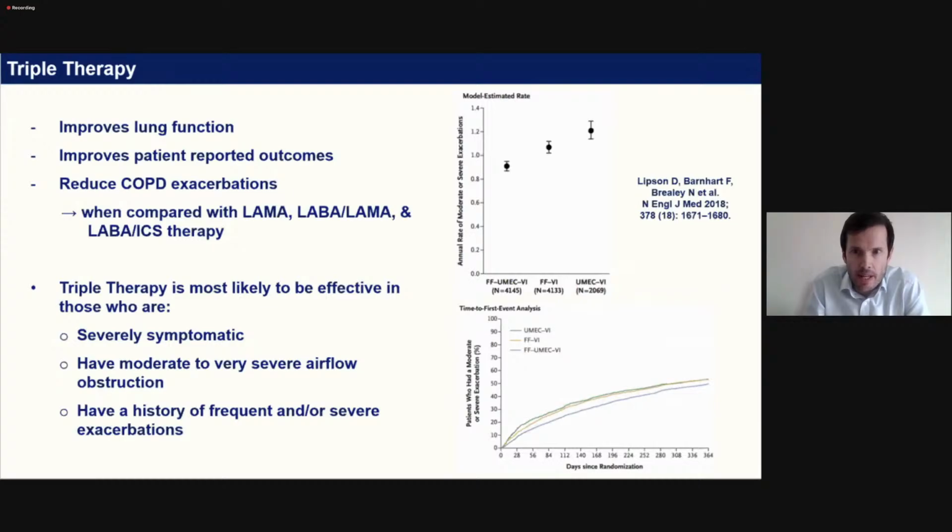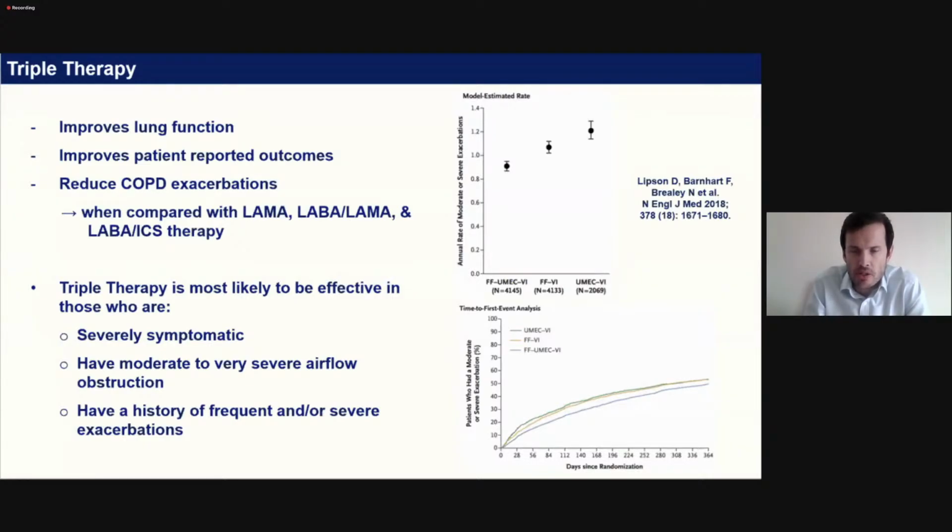So the evidence for this step up in treatment comes from multiple studies which have shown that fixed dose triple therapy has been shown to improve lung function, patient-reported outcomes, and reduce exacerbations when compared to LAMA alone, LABA-LAMA combinations, and LABA-ICS therapy. One such trial was the IMPACT study, which was a randomized controlled trial of 10,355 patients with COPD and was published in the New England Journal of Medicine.